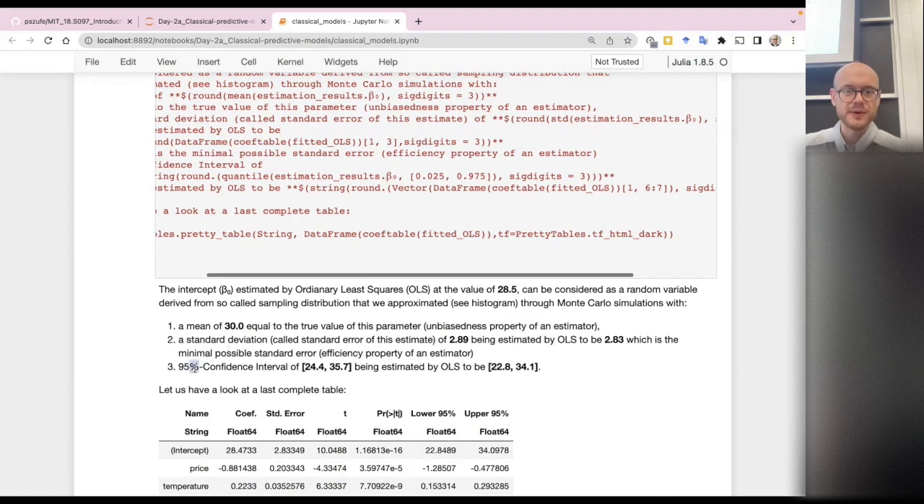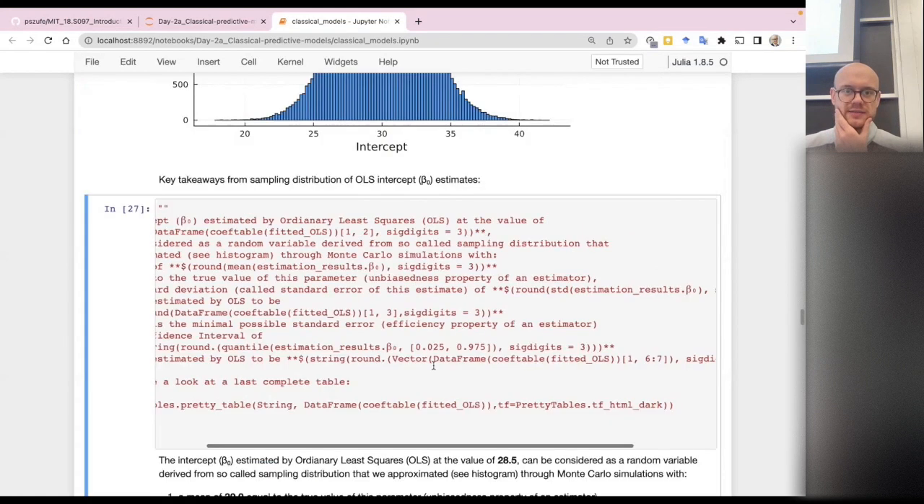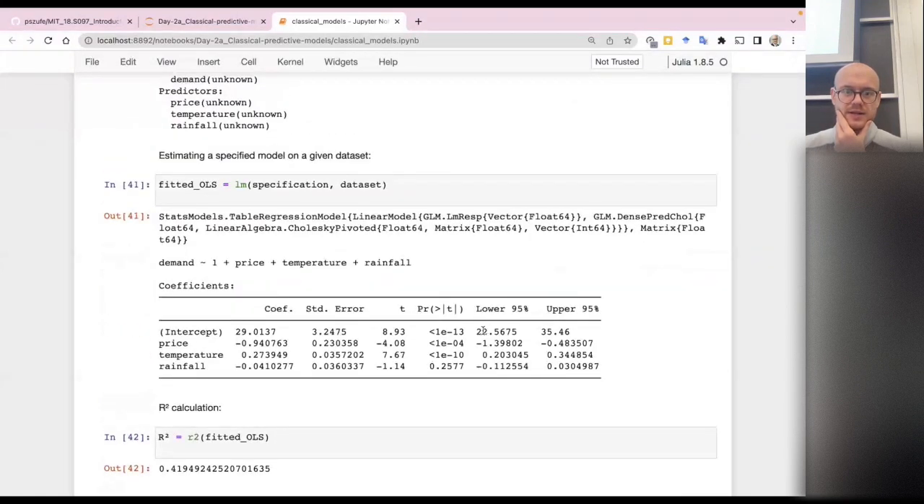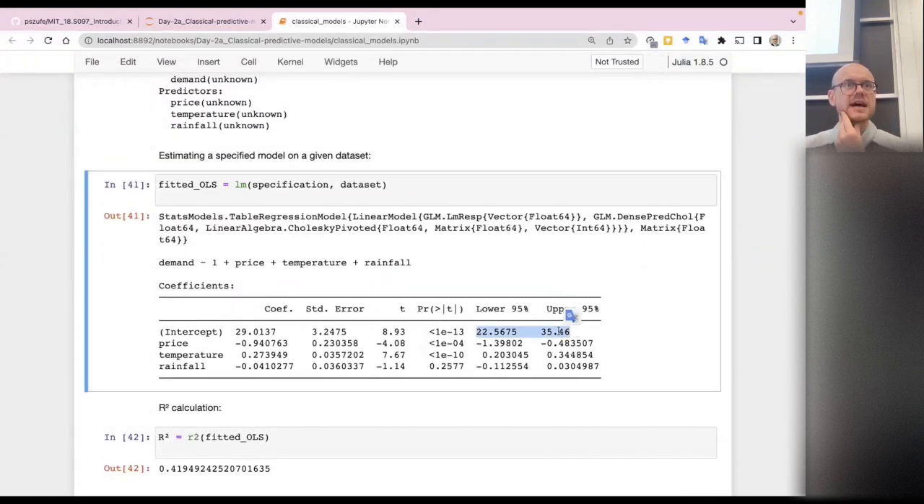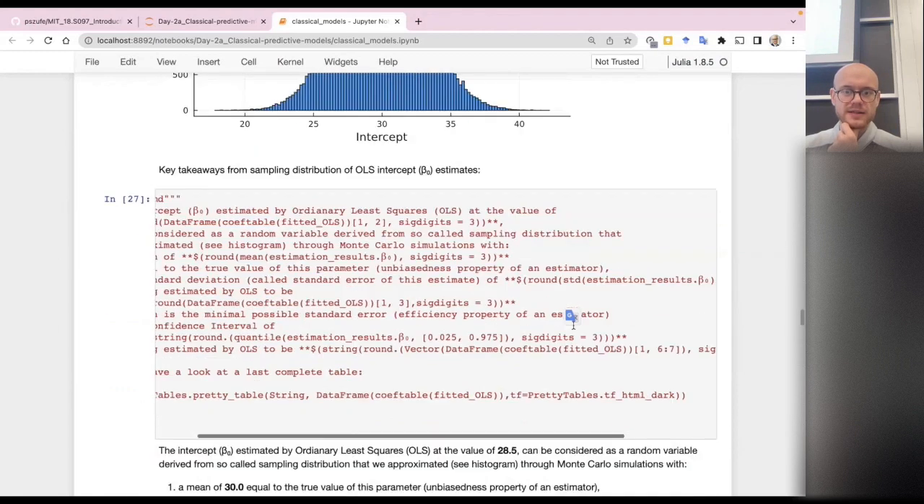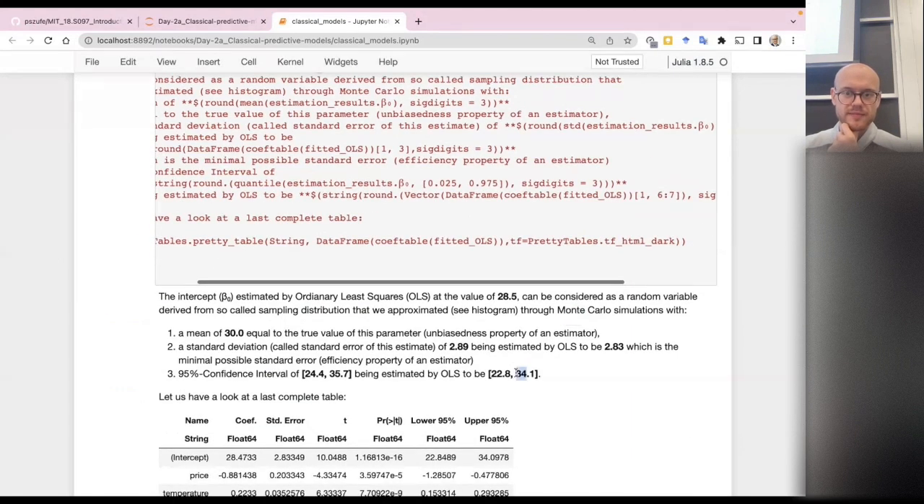And finally, using Monte Carlo, we can also more accurately calculate confidence intervals, which are also estimated by least squares. So this is the estimate of the confidence interval, and using Monte Carlo we have a better estimate, which is quite close to the true confidence interval.